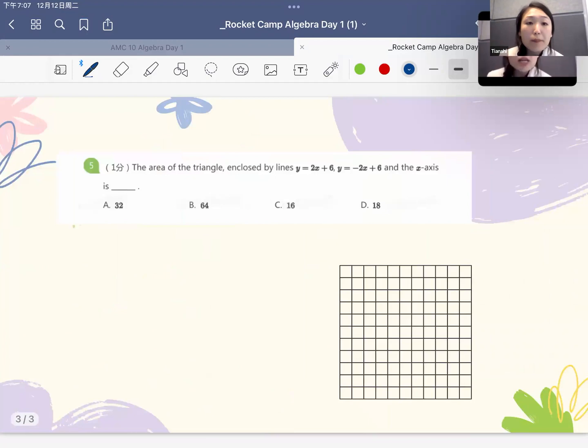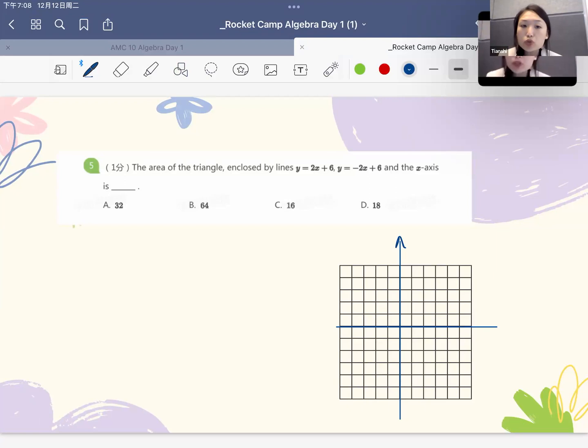And then let's talk about the second question, the fifth one. This question asks us what is the area of a triangle enclosed by two linear equations and the x-axis, right? So for this question, we need to draw the graphs. Okay, so draw a graph here and let's use the coordinate. So we have a line here, a line here. And we need to draw the line for y equals 2x plus 6.